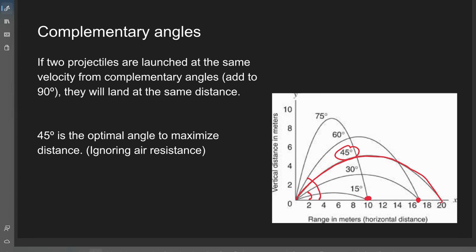15 and 75 end there. 30 and 60 end there. This is 45, and what would be complementary to 45 is 45, so those both end there. 45 is the farthest away that we can shoot something, but 30 and 60 end up in the same place. 15 and 75, they end up in the same place. Really, you don't need to remember the complementary part, but you do need to remember this, that 45 degrees will give you the maximum distance for something.